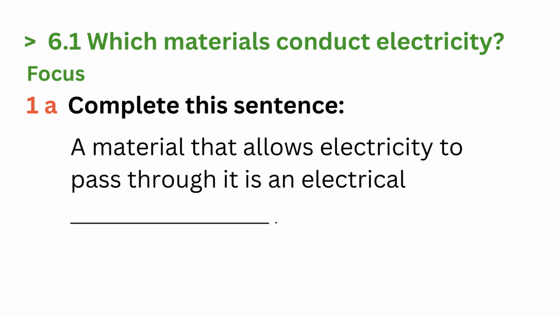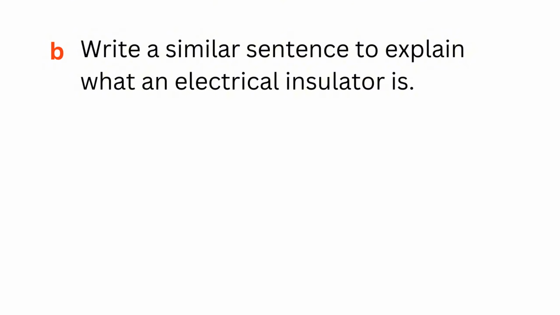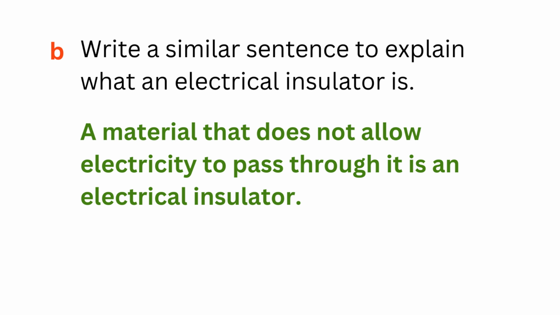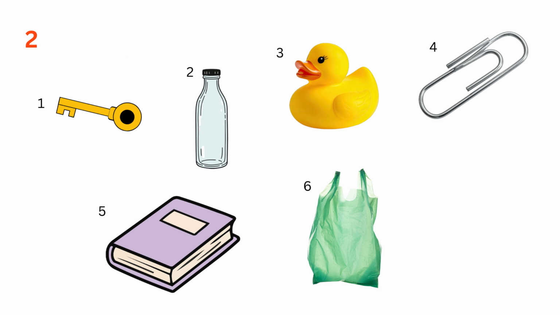A material that allows electricity to pass through it is an electrical conductor. B. Write a similar sentence to explain what an electrical insulator is. A material that does not allow electricity to pass through it is an electrical insulator.